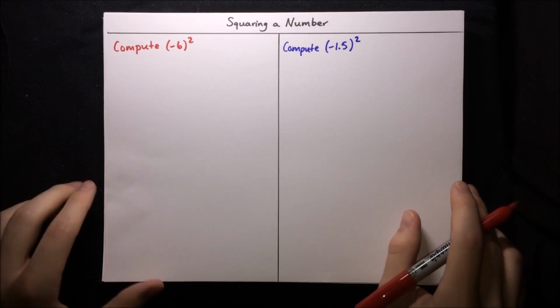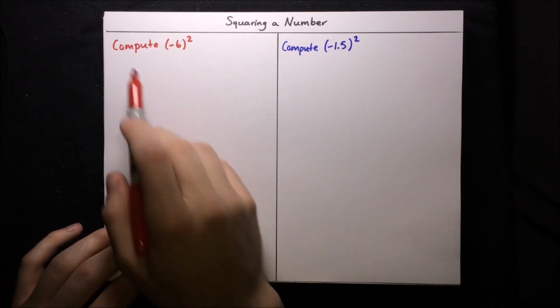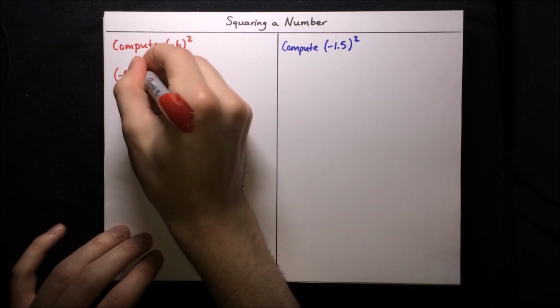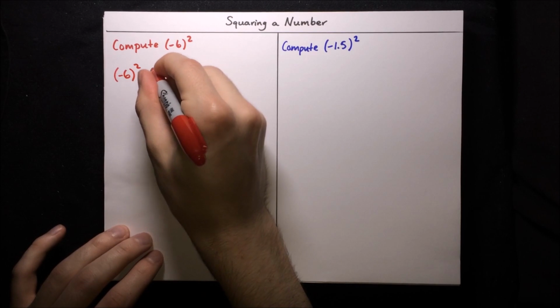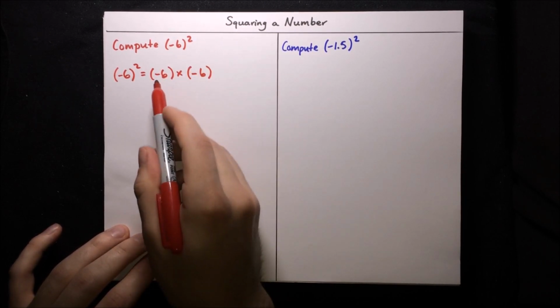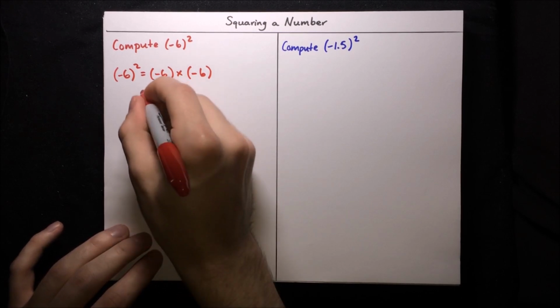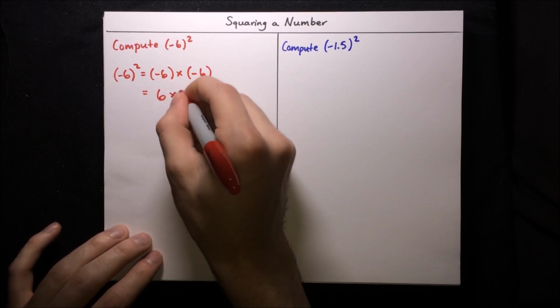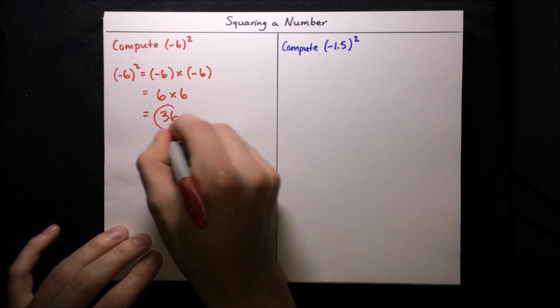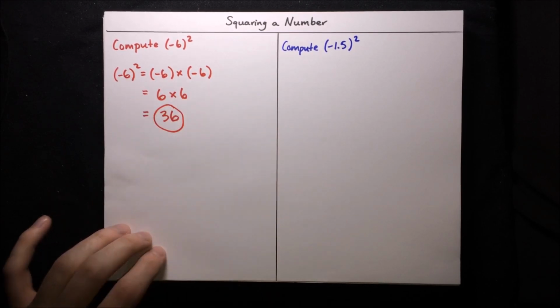Here are some final examples. First of all, we want to compute negative 6 squared. Well, negative 6 squared is just negative 6 times negative 6, and we already know that the negatives are going to cancel out, so that'll just be 6 times 6, and 6 times 6 is just 36. So negative 6 squared is just 36.